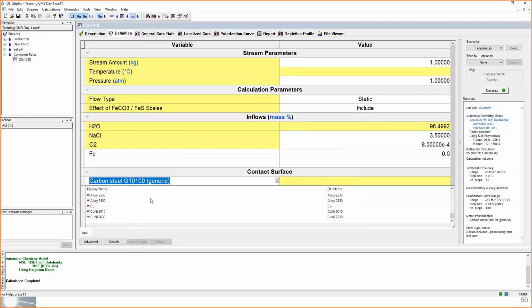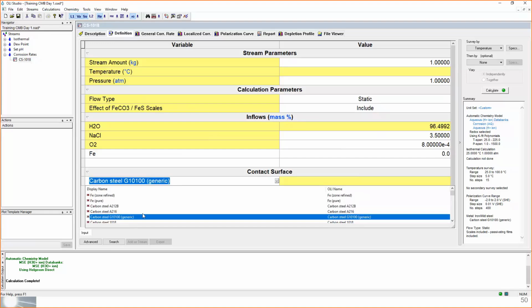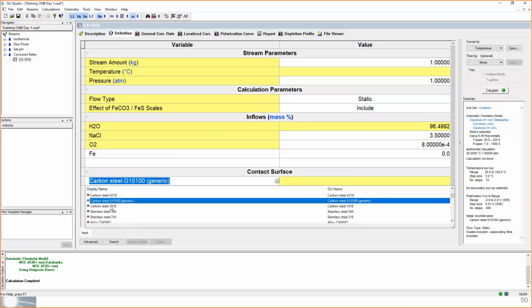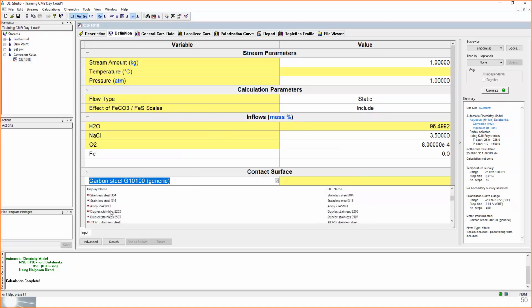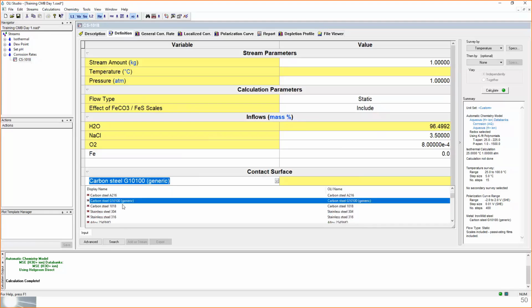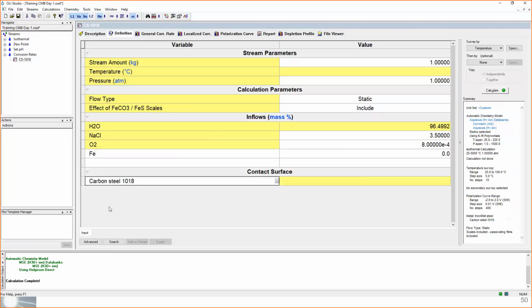For this specific example, we're going to change the contact surface. We're going to change it to carbon steel 1018. So make sure that you look for it. I think it's 1, 2, 3, 4. Is the fixed option? Oops, I lost it. Carbon steel 1018 is the one that is below the 10100, the generic one. And make sure that you have selected the carbon steel 1018.